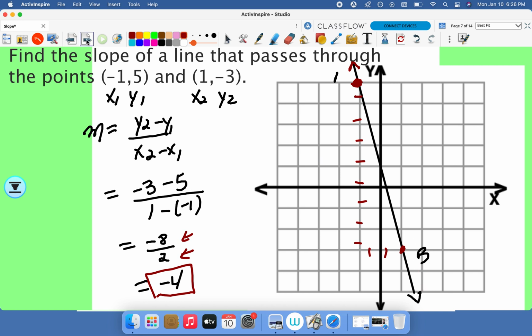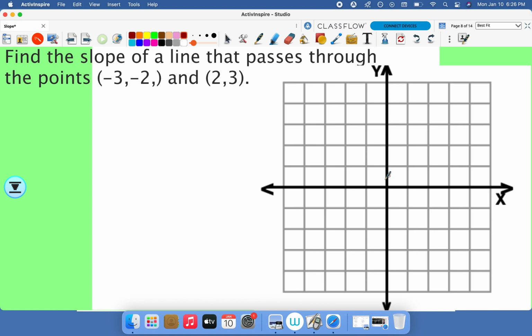Okay. Let's do another one. -3 and -2 is here, so let's call that C. And 2 and 3, 1, 2, and 3 up. Let's call that D. So again, let's find the difference in y values. The difference between the y values between these 2 points would be this line right here. So it'd be 1, 2, 3, 4, 5.